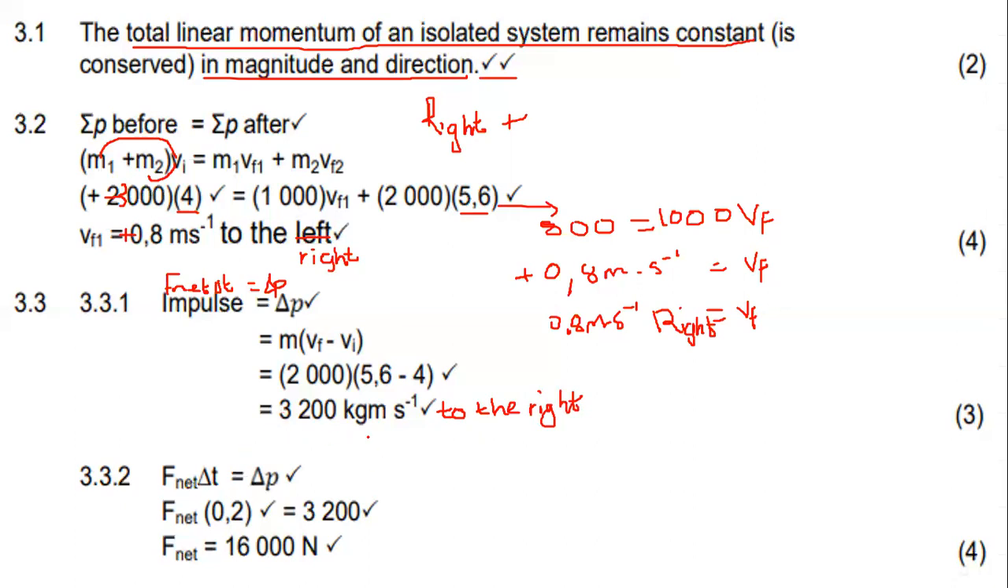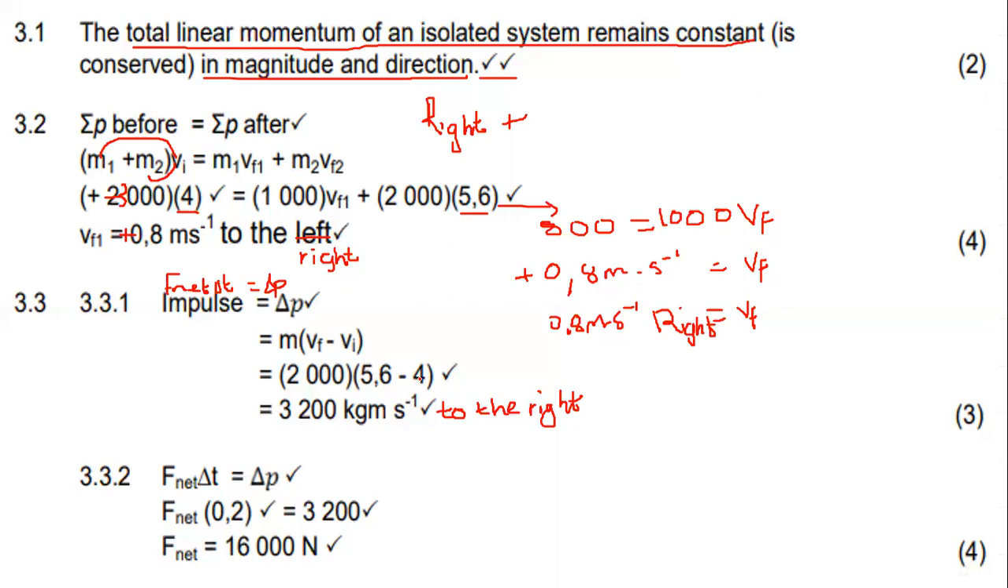So the actual full mark there is for the answer together with the direction, because we were not asked for the magnitude of the impulse, we were asked to calculate the impulse. So we need to give both magnitude as well as direction. So that was quite an easy one altogether, right?